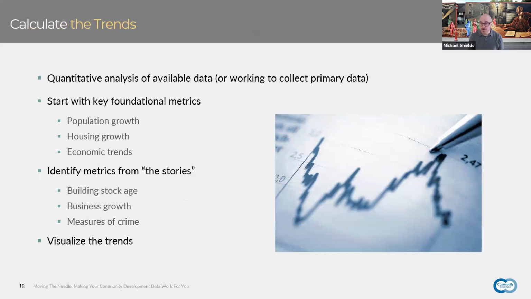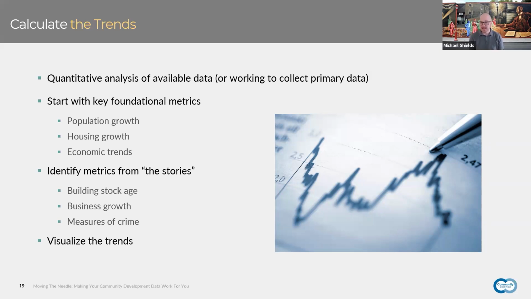So from starting with the stories, we go to step two, which is calculate the trends. This is the typical quantitative analysis that everyone associates with a community assessment or an economic development analysis. You're either grabbing secondary data out there from the ones we talked about, the census, the Bureau of Labor Statistics, or you're collecting your own primary. You've constructed a survey and you're putting it out to the community. It's very doable. It's just more time intensive and expensive. But either way, you're looking to collect information and start calculating trends, right?